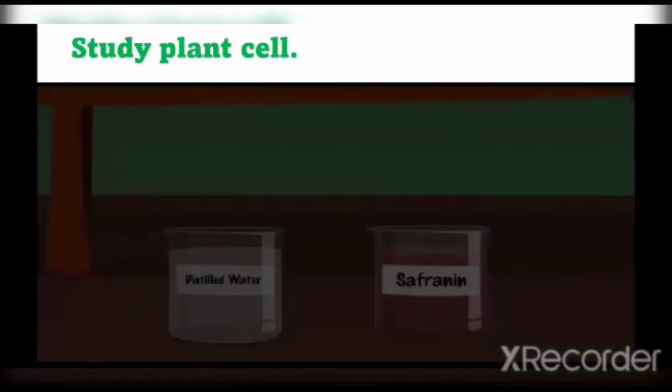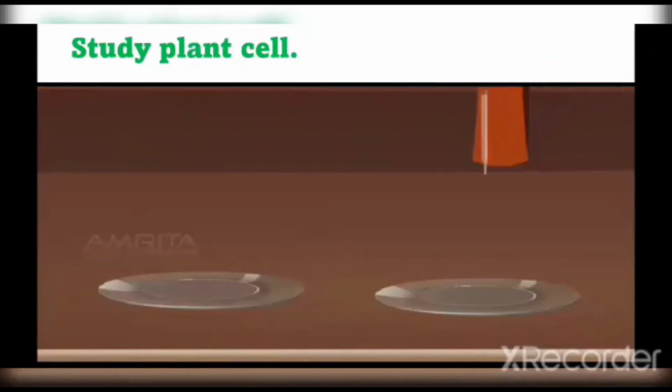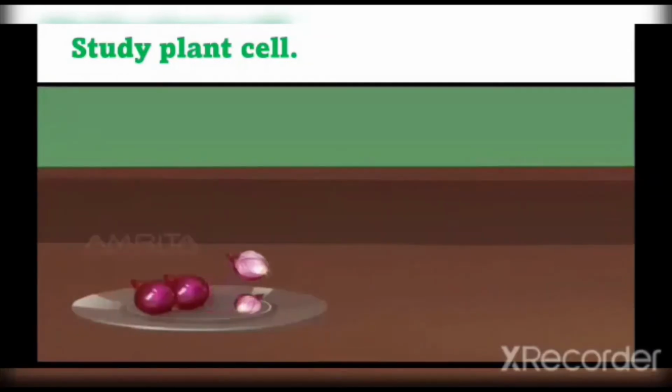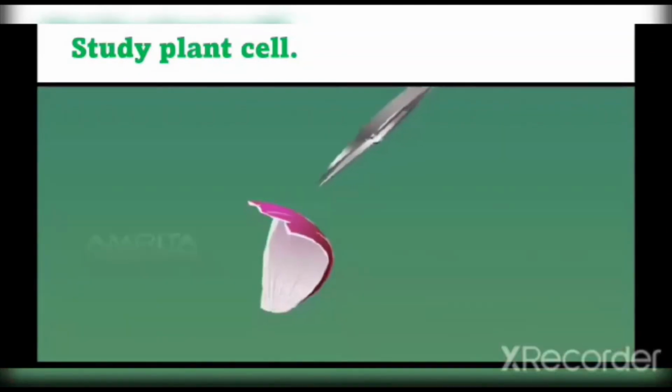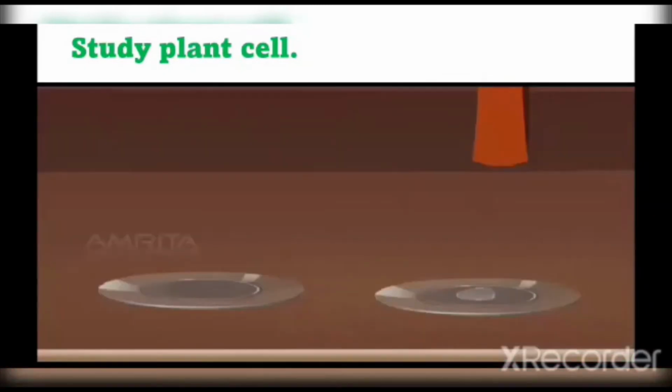Water. Take some distilled water using a dropper and put it in a watch glass. Take half a piece of onion from the watch glass and remove a leaf from the onion piece. Remove a piece of transparent onion peel with the forceps. Put the epidermis into the watch glass containing water.